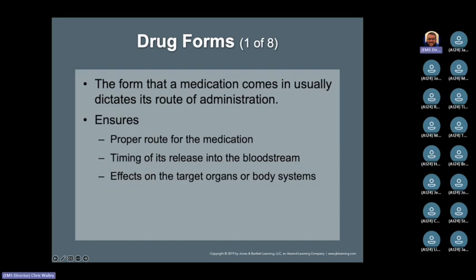Drug forms. The form that a medication comes in usually dictates the route of administration, which when y'all start seeing these slides, y'all will understand that part. So the manufacturer of the drug chooses the form to ensure the proper route of the medication, the timing of its release into the bloodstream, and the effects on the target organs or body systems. All right, I like this part. This has helped me out a lot.